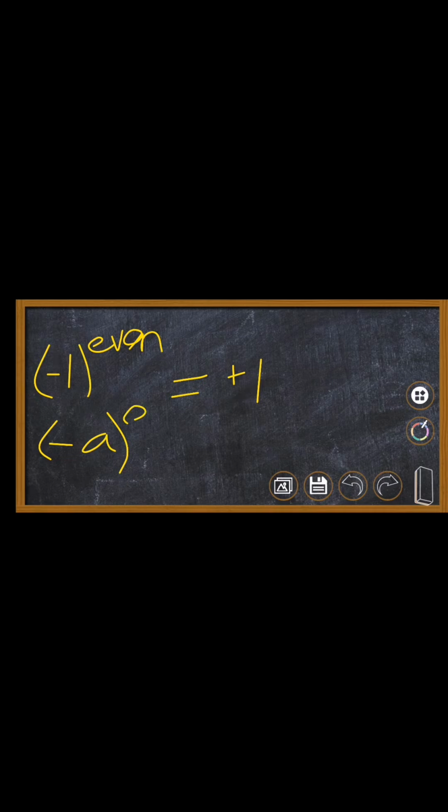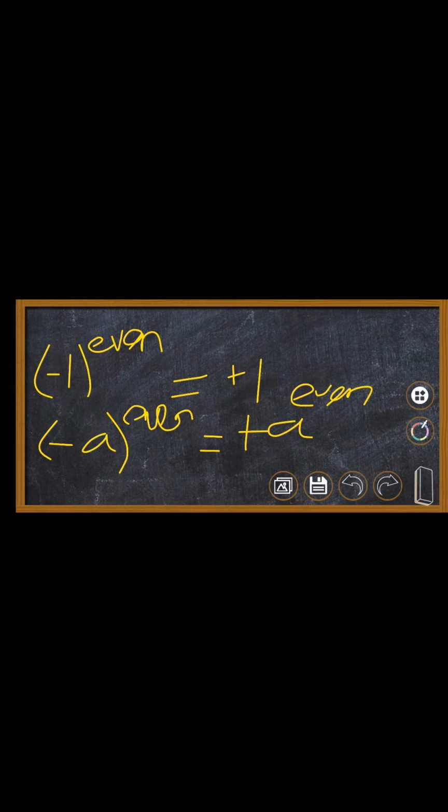So what are we saying? We have concluded, or we have proven, that negative 1 to the power of an even number is equal to positive 1. Meaning, a negative base, negative a, to the power of an even number is equal to positive a to the power of that even number. And that's a rule we need to keep in mind.